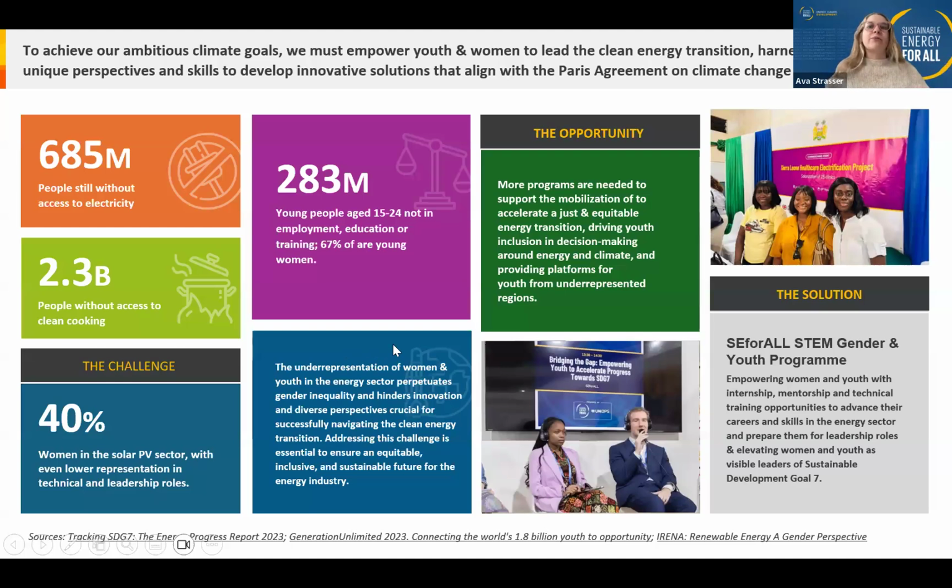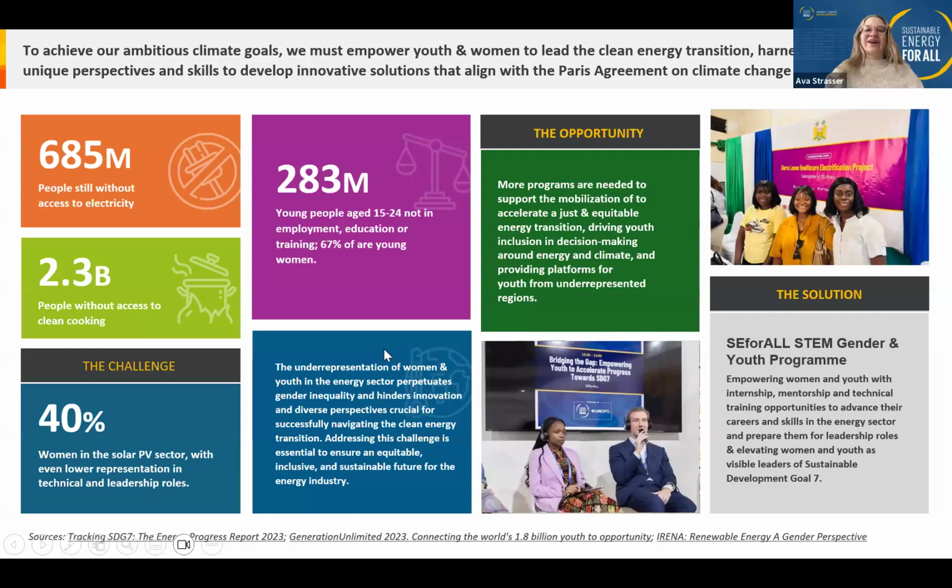But what this lack of representation means, and why it's so important, is that we're missing out on the innovation, creativity, and solutions that youth can bring to the energy transition. We're missing that piece that will drive the energy transition to where it needs to be and accelerate our efforts to 2030 goals. At SE for All, we really focus on changing this. My role in particular focuses on integrating gender and youth into the energy transition.